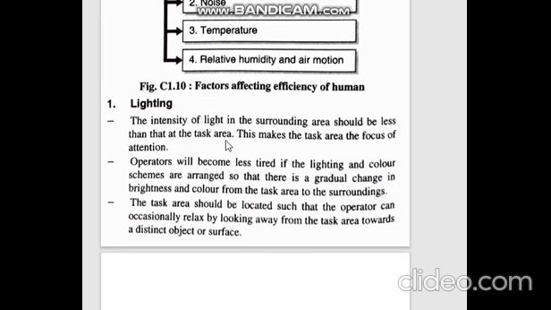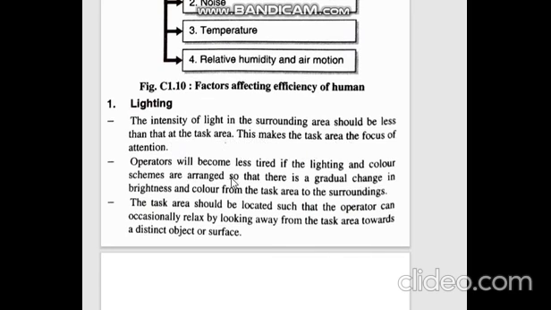This task area means exactly where you are working. That should be brightly lit, and the surroundings need not be so brightly lit. The intensity on the surroundings should be less. This makes the task area the focus of attention.